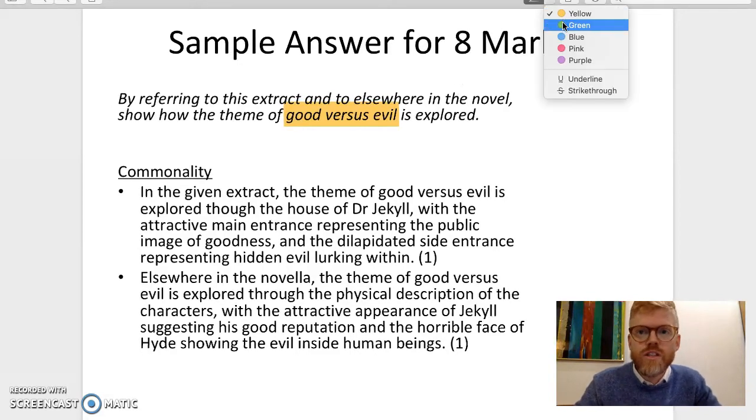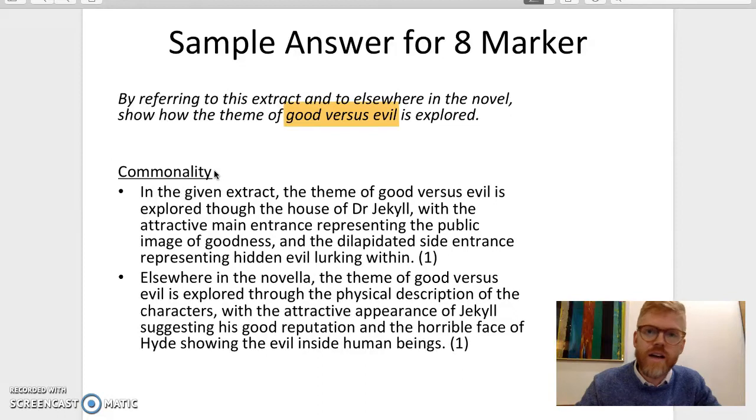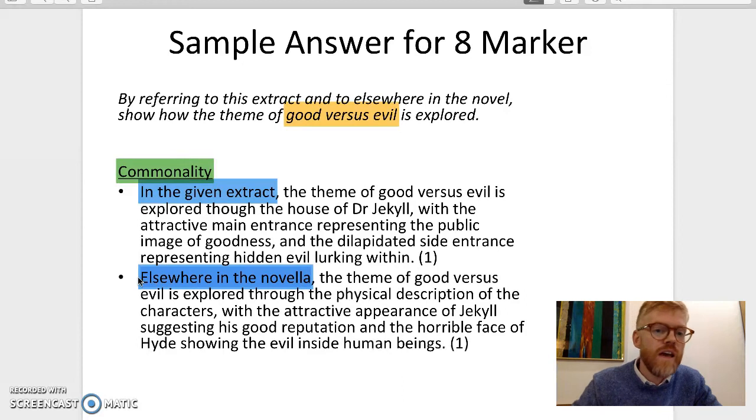I then want you to notice that the first thing I write down in my answer is this word commonality. I think it's a really smart idea to set out your answer properly, to signal to the marker that you know what you're doing, and to make it easy for them to award you the marks. So I always encourage my candidates to start their answer with the heading commonality. And then I encourage them to start their first bullet point with this phrase in the given extract, and then their second bullet point with this phrase elsewhere in the novella.